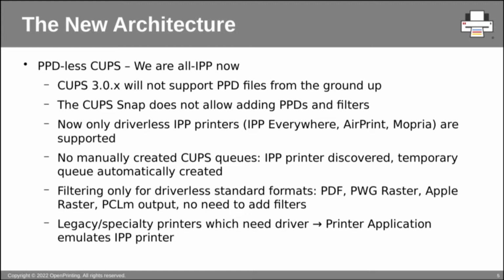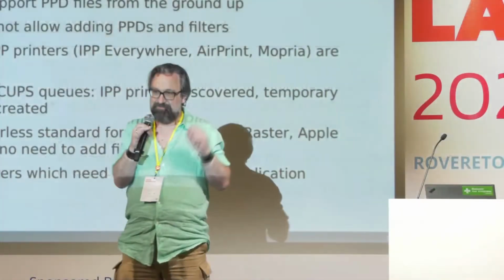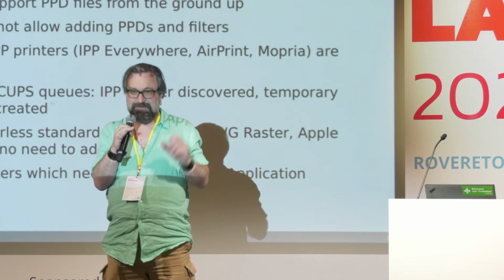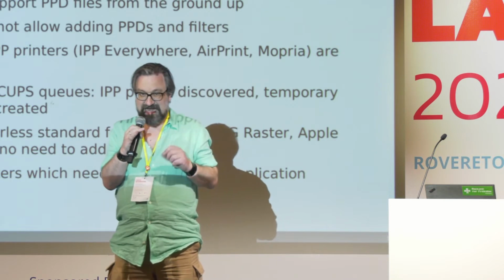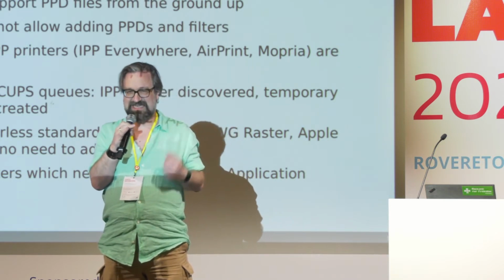But the principle is always the same. IPP Everywhere is another standard. Every time it's the same principle: a printer announces itself in the network by DNS-SD. And so the computer finds it and gets some information, the DNS-SD TXT record with some basic capabilities. And then the computer asks the printer via IPP, Internet Printing Protocol, for its capabilities, a Get-Printer-Attributes request.